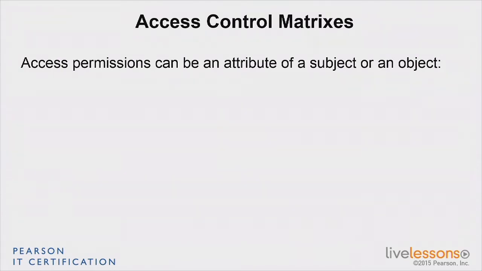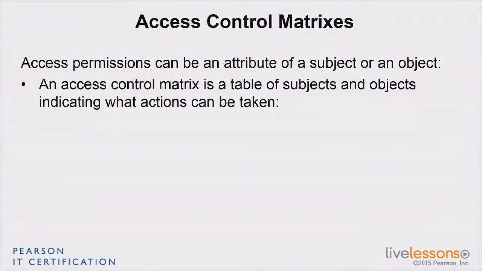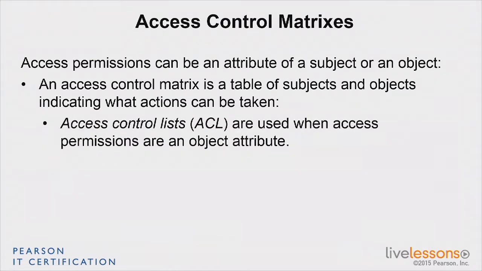Access permissions can be an attribute of a subject or an object. And an access control matrix is a table of subjects and objects indicating what action can be taken, so effectively the relationship between the subject and the object. And access control lists are used when the access permissions are an object attribute. So when we're focused on the object and we're assigning the permissions at the object level.